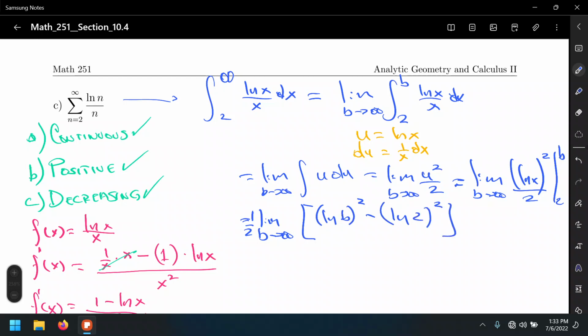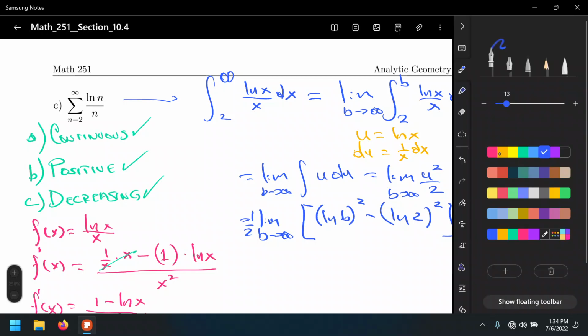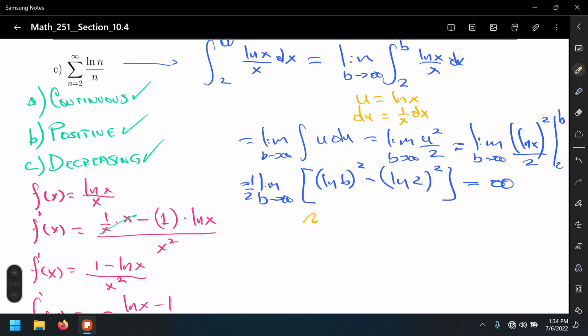Well, let's just think of the first term. What's ln of b as b approaches infinity? Infinity. On top of that, square it, even more infinity. Minus ln of 2 squared, well, that's not going to do any harm. So infinity, and our conclusion then is the integral diverges, therefore the series diverges.